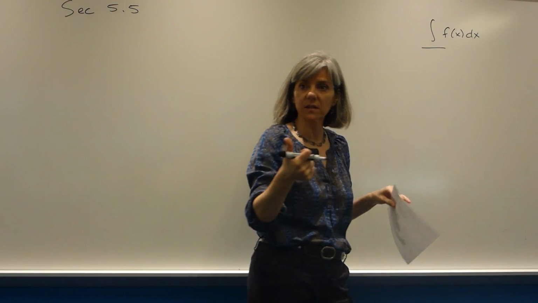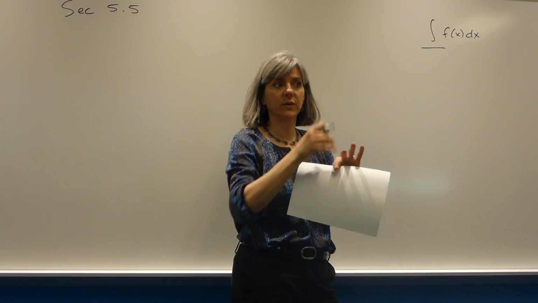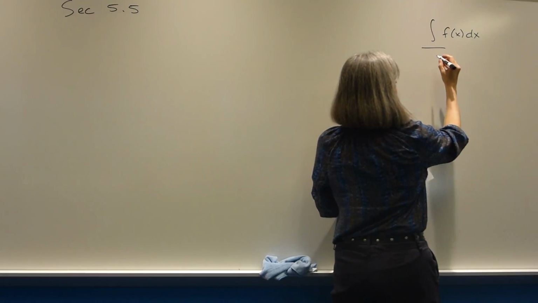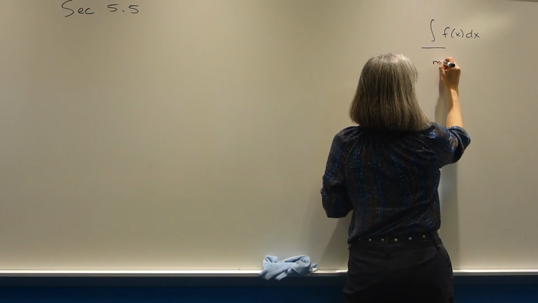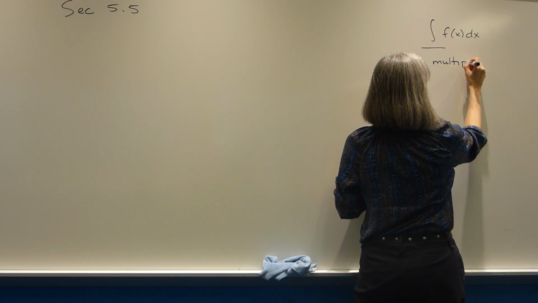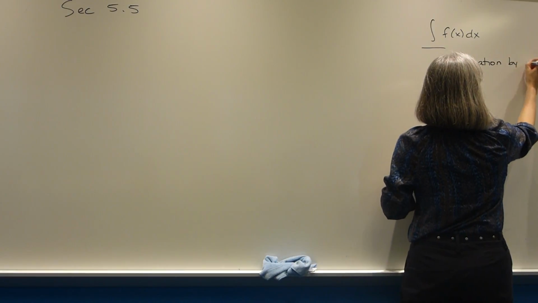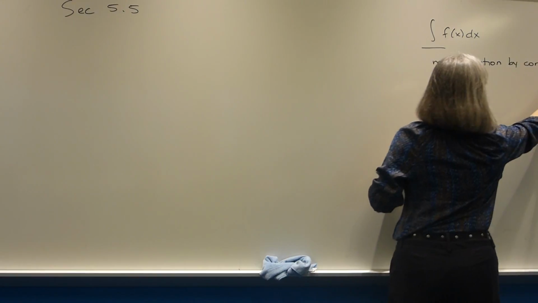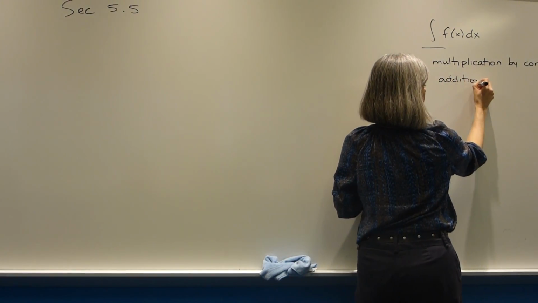So we can do basics, which are powers, exponentials, logs, and then we can do reverse chain rules, which you can think of as U substitution, whichever you prefer. And then in section 5.4, we learned that multiplication by a constant, and addition and subtraction carry through, just like they have for derivatives.